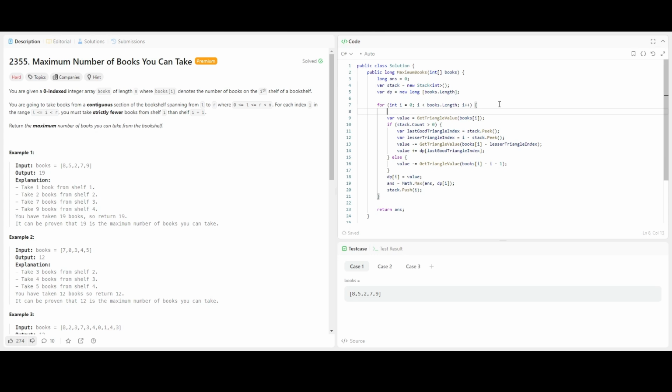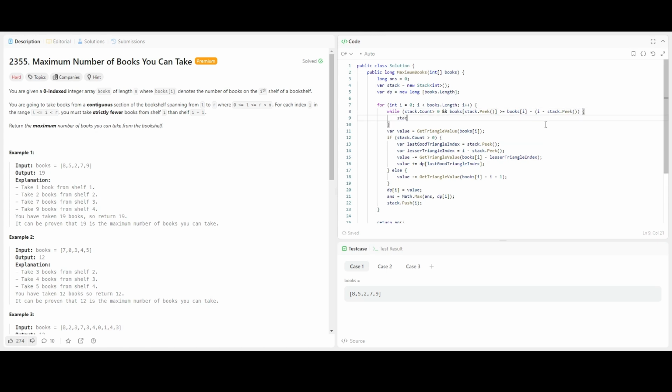And we want to invalidate the triangles. We want to check the top of the stack. So that value is greater than or equal to our possible subsection lesser triangle. So this part is going to be minus the stack top, in the proper stack.